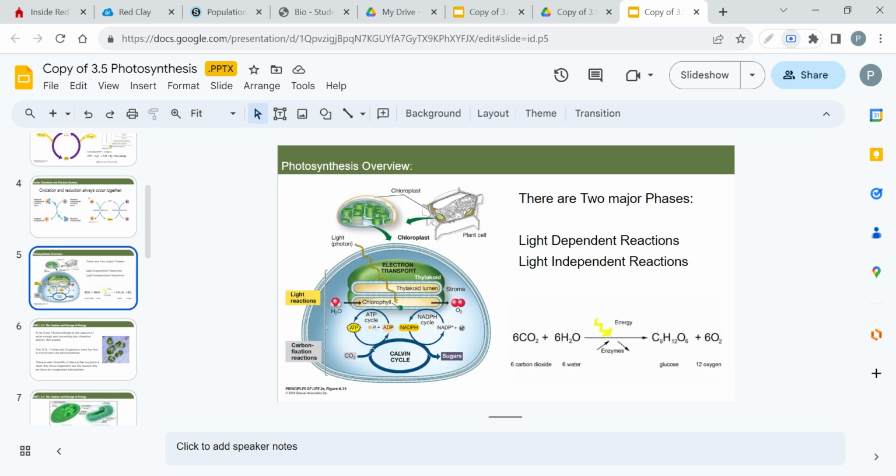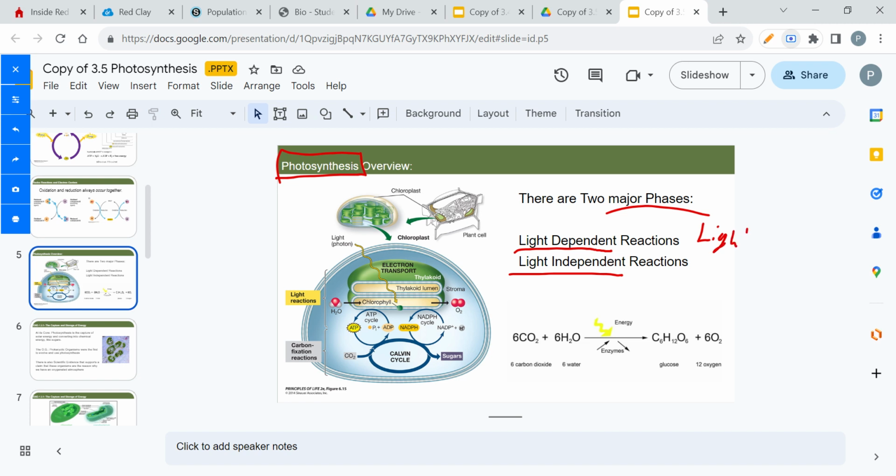All right, probably the simplest thing. There are two major phases of photosynthesis. You have the light dependent and the light independent reaction. There is another name for this. They usually call it the light reaction, and they call it the dark reaction.